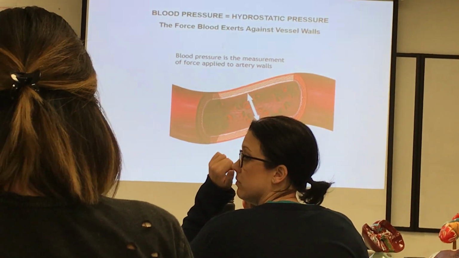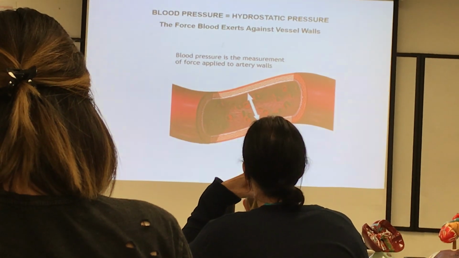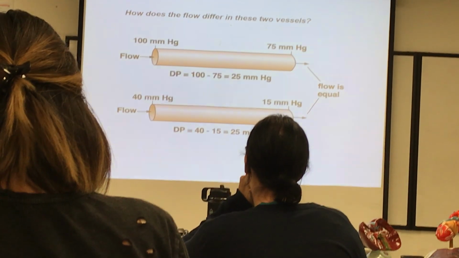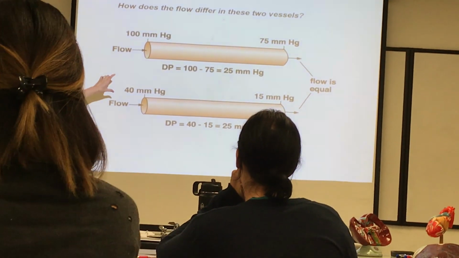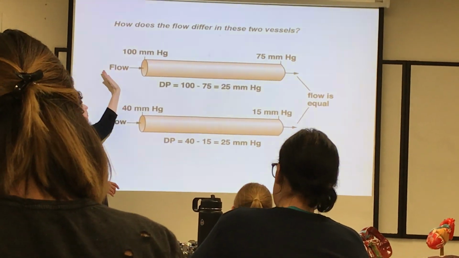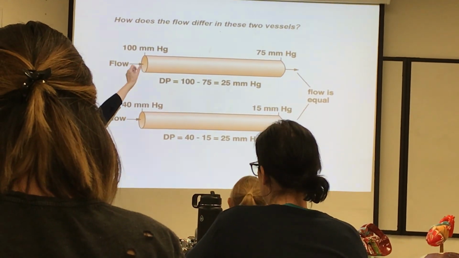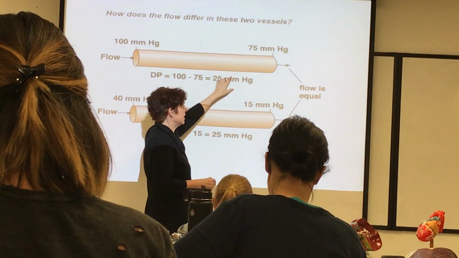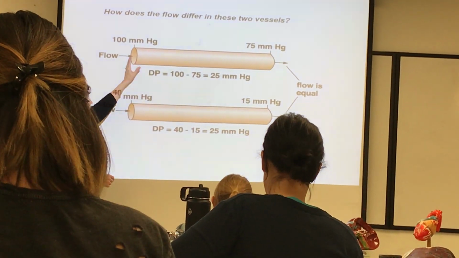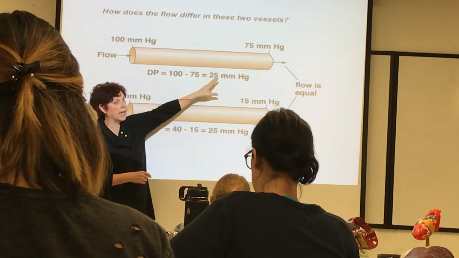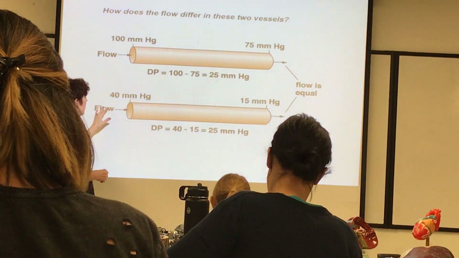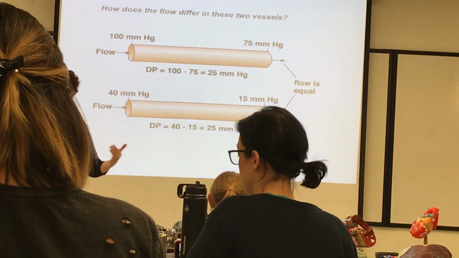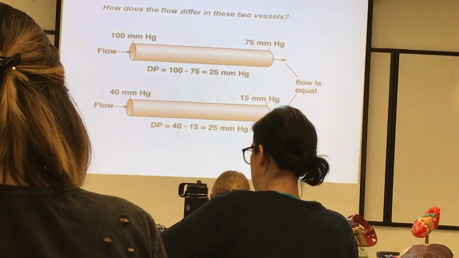So we're going to look at some of the factors that I've mentioned and how we adjust blood pressure. So here we're looking at two vessels. Blood flow is being pushed into this vessel at 100 millimeters of mercury. And as it travels out the other end, they're both the same length, it's at 75. So the pressure difference as it travels along the vessel is a loss of 25 millimeters. Here we start at a lower pressure and end at a lower pressure, but we still have the same change. And so what we call blood flow is equal.